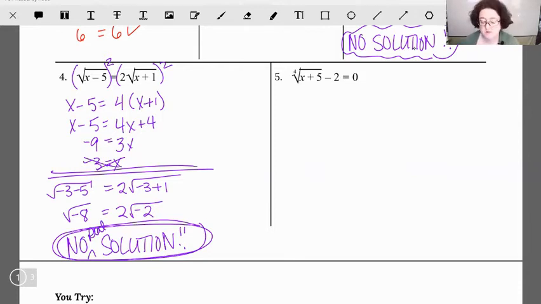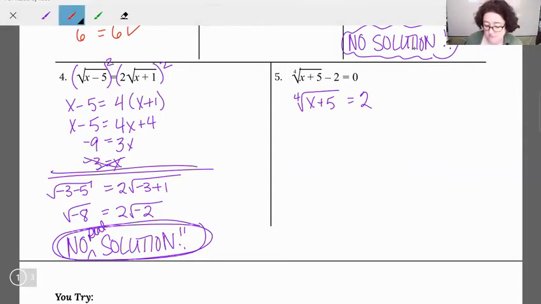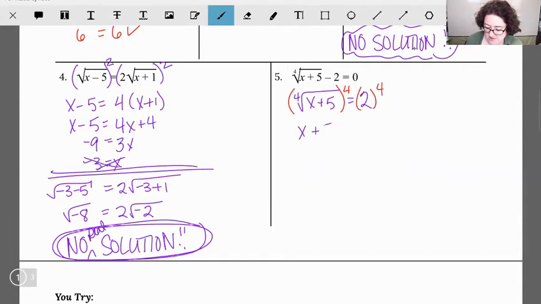Okay, and then number 5. So first off, again, isolate your radical. So we're going to have 4th root of x plus 5 equals positive 2. We have a positive number, so this one should work. Okay, raise both sides to the 4th power, or power of 4, to undo that 4th root. So we just have an x plus 5 on the left, 2 raised to the 4th power, 2 times 2 times 2 times 2 gives us 16. This is a really nice answer to work with, just an 11.